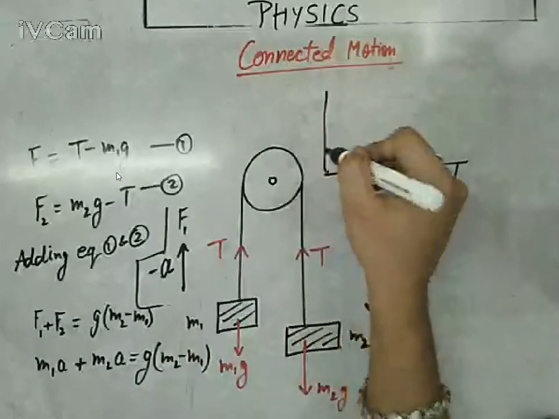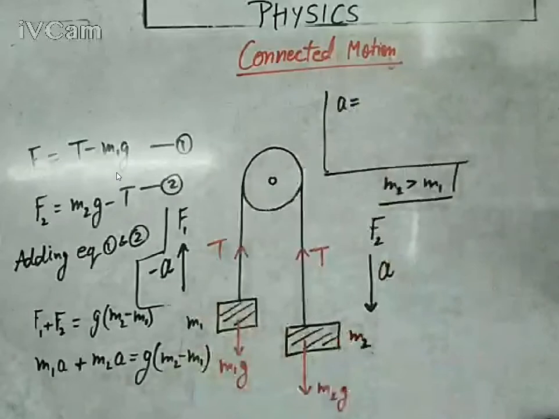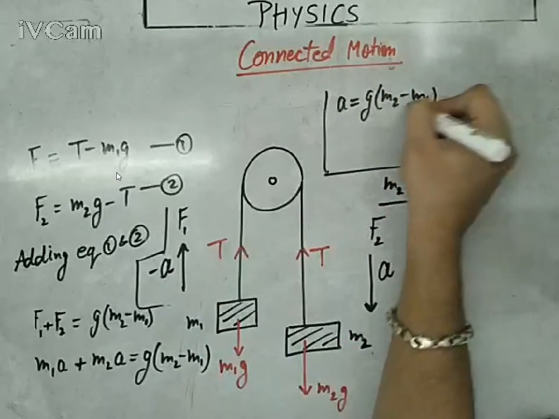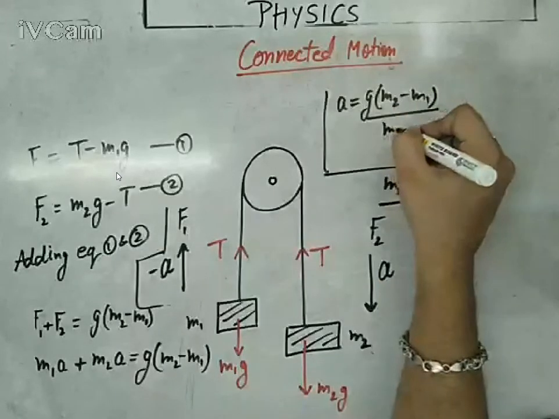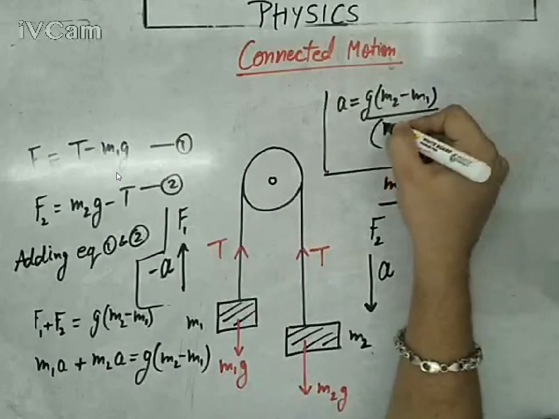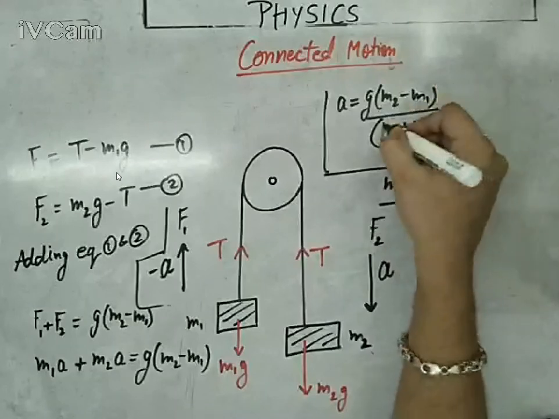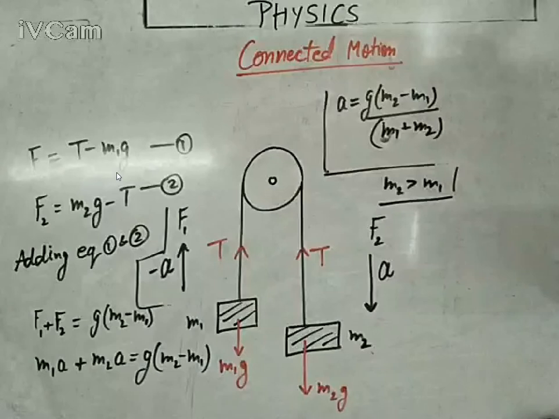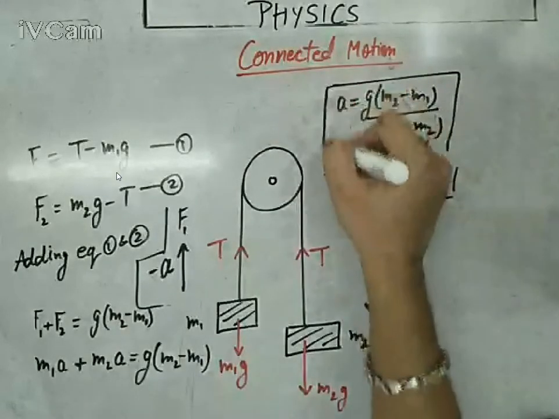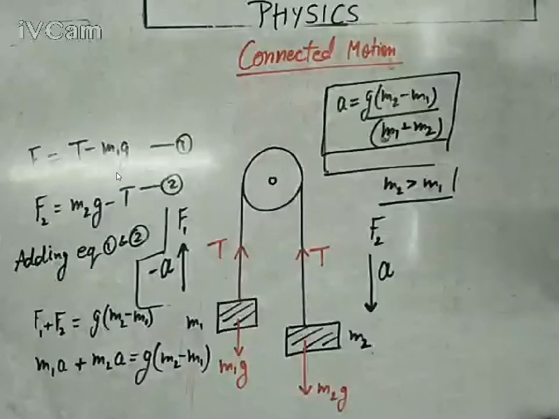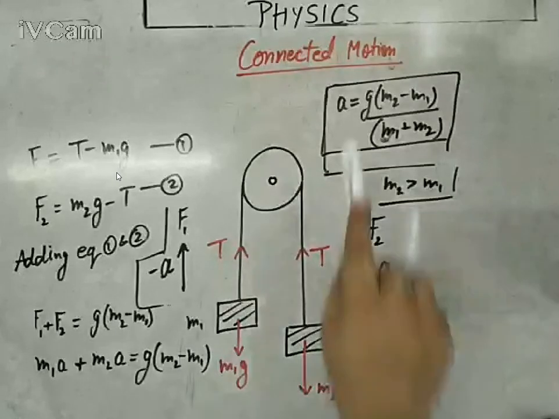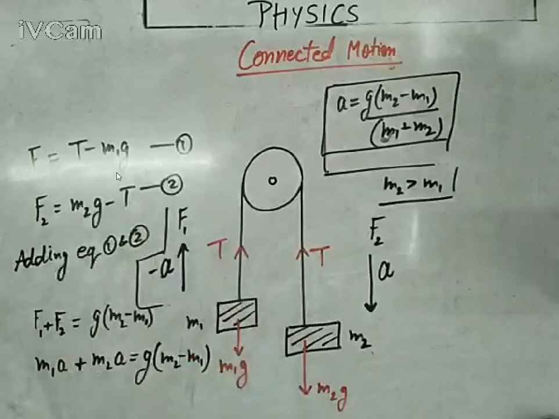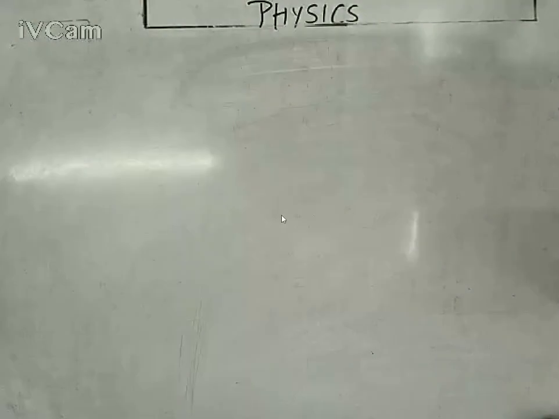So resultant acceleration would be a equals to g(m2 minus m1) upon (m1 plus m2). This is the acceleration developed in the body for this connected situation. And once you have the value of acceleration, you can put this value of acceleration in any equation to calculate the value of tension. It will be your choice.